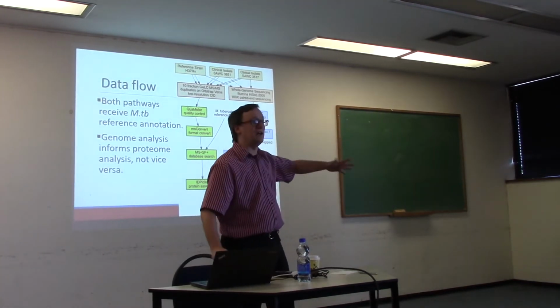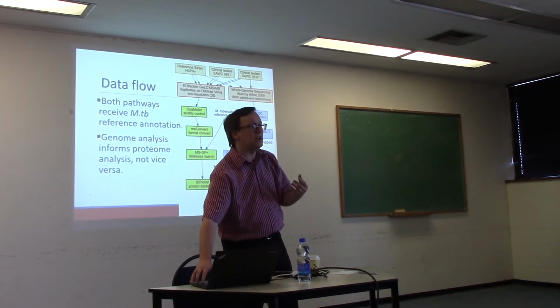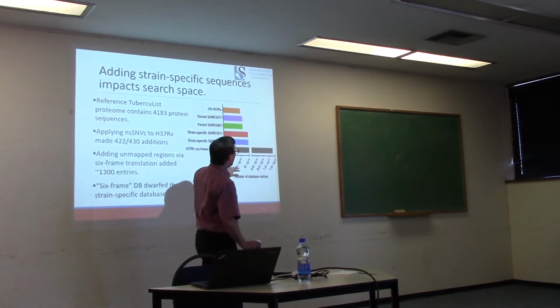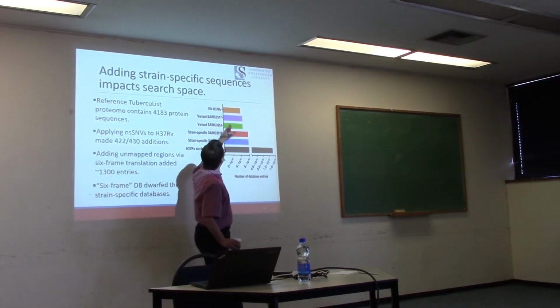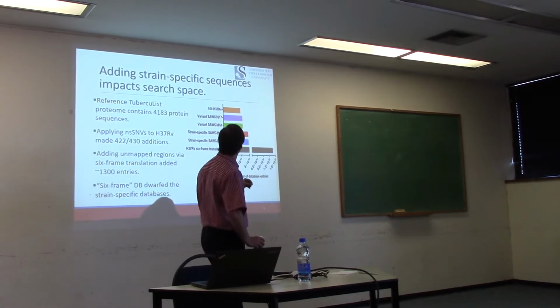So there's a whole lot of data flow here, but all told, they allowed us to tell a much more interesting story about the data we had collected. So how much impact does this have? We started with our basic set of sequences for H37Rv, 4,000 plus.